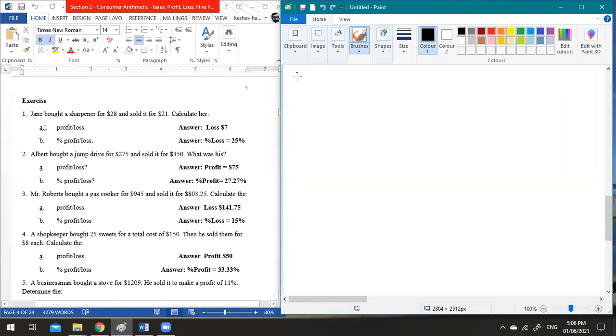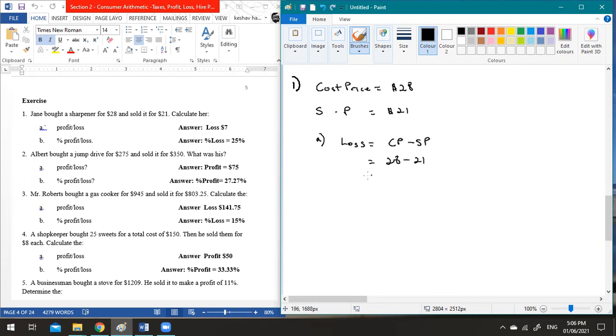So example 1, Jane bought a sharpener for $28 and sold it for $21. So the cost price is $28. The selling price is $21. So did she make a profit or a loss? She made a loss because the selling price is less than the cost price. So part A, the loss is the cost price minus the selling price. So 28 minus 21, which is $7.